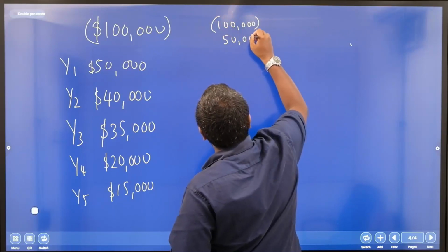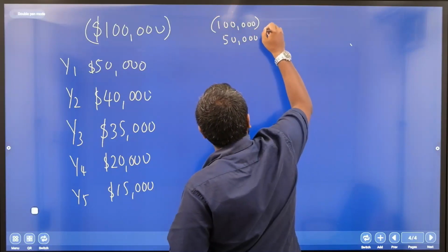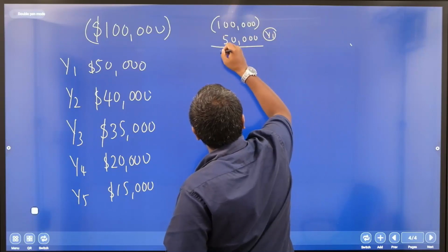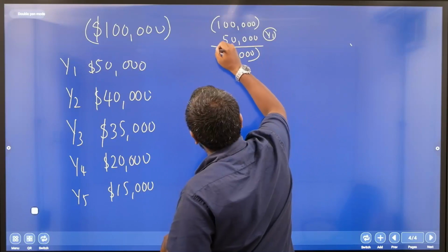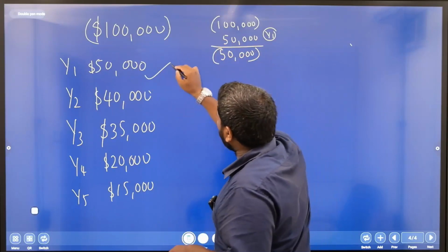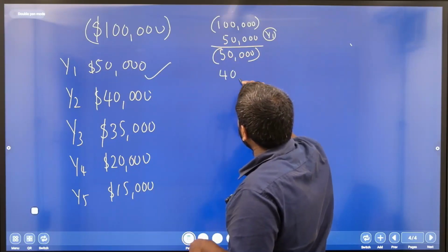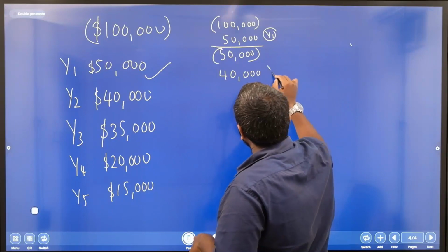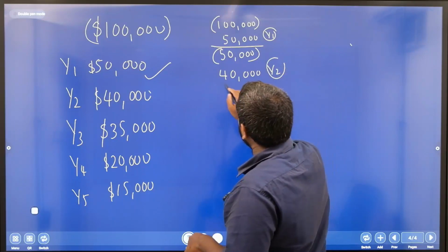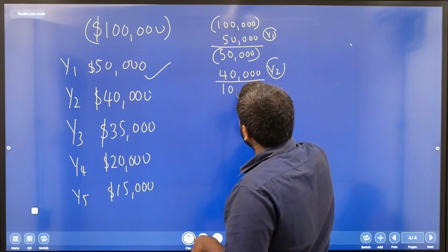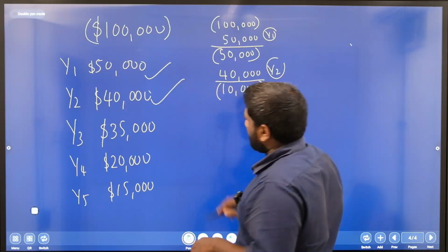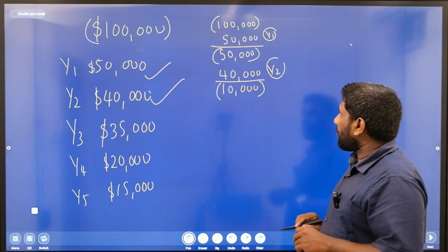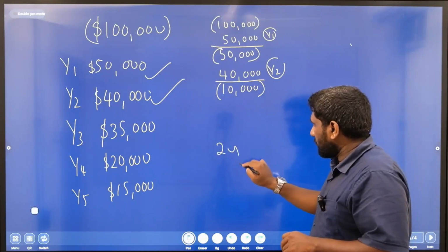50,000 in the first year. Year 1, then the balance is how much? 50,000. Second year, how much? 40,000. Year 2, then the balance is how much? 10,000. So full years, how many years? 2 years.